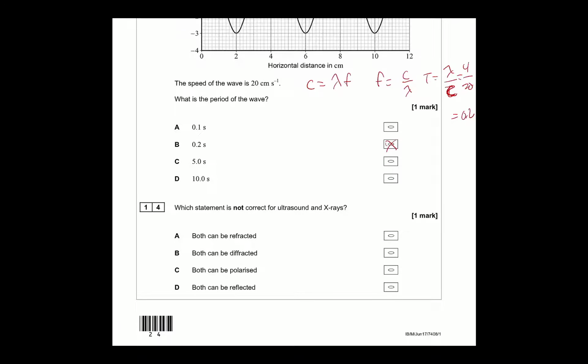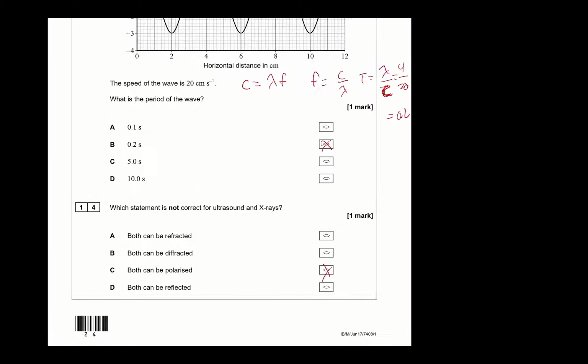Okay, 14. Let's see what is not correct for ultrasound. Both can definitely be refracted, they're both waves. Both can be diffracted, they're both waves. Ultrasound cannot be polarized because it is a longitudinal wave, and only transverse waves can be polarized.